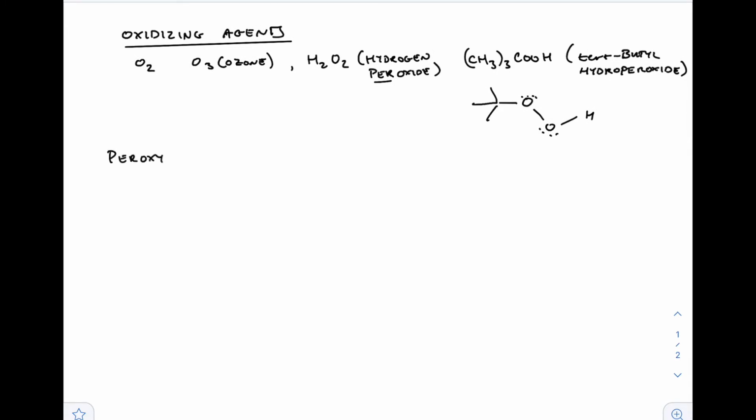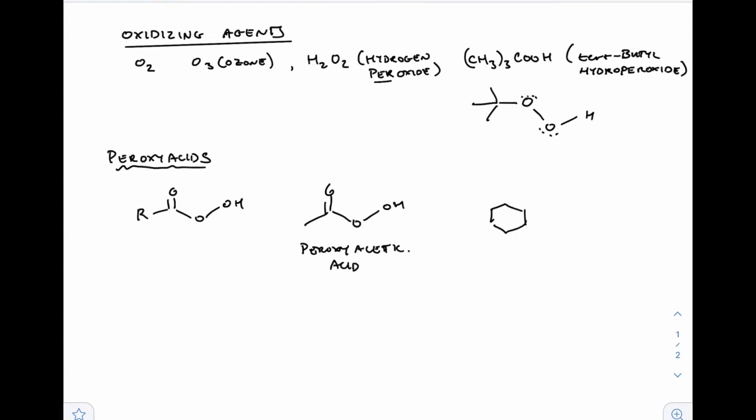Okay, and in addition to those oxidizing agents, we also have peroxy acids. It's just a class of compounds that have the general formula R with almost like a carboxylic acid, but they got an extra oxygen in between. Okay, and so this one right here is peroxyacetic acid, and this one right here is super common. You should definitely familiarize yourself with this.